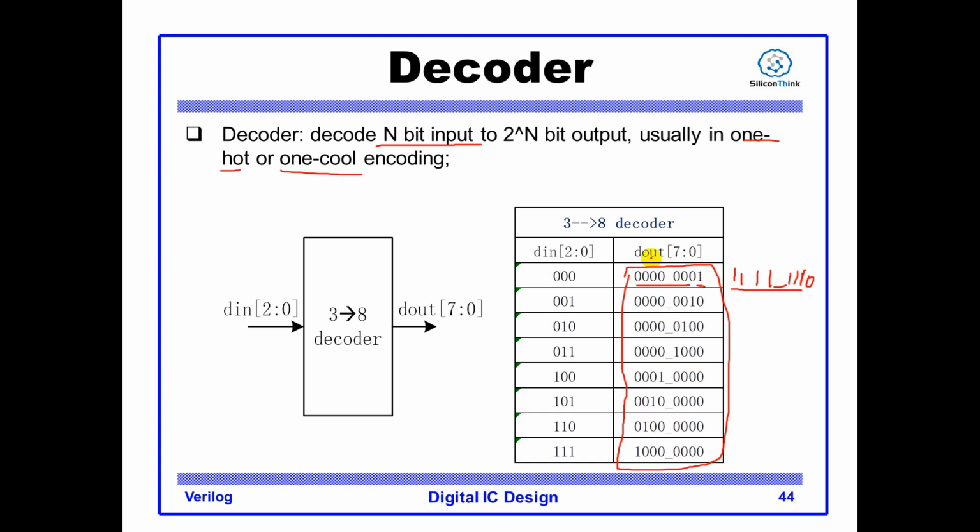Okay, so this is the block diagram. Sorry, this is the IO definition. You can say this is the IO definition of this block, and this is the truth table. Can you think out the actual code and the diagram of the circuit?